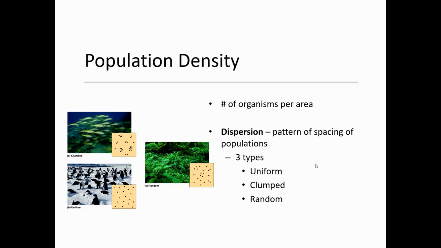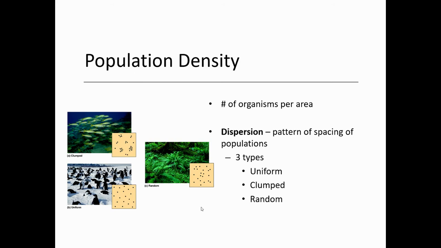A couple other things about populations. We have their density. Where are they? How are they dispersed? You can see three different ways organisms are dispersed. We have clumped. These organisms clump together, and they might clump together because there's protection, or because that's where their resources are. Fish do that. Here we have random. Seeds get dispersed, they randomly fall, and that's where they grow.